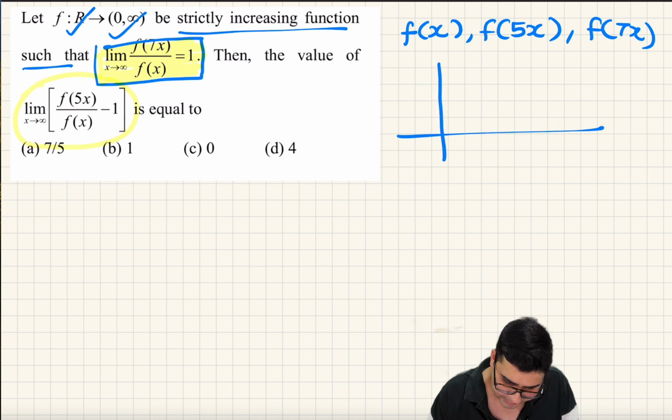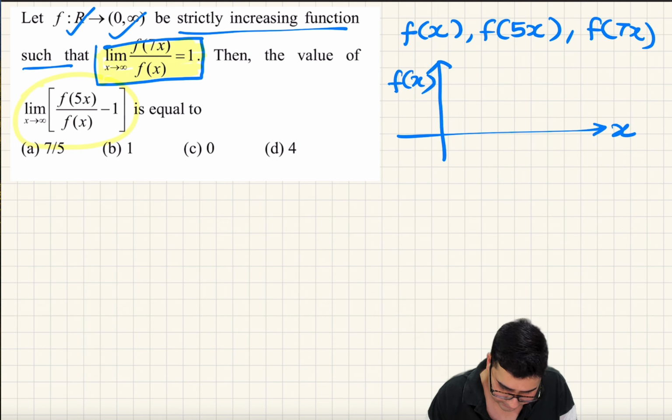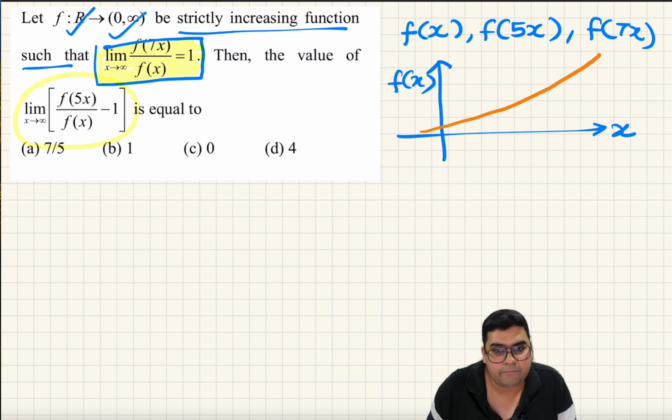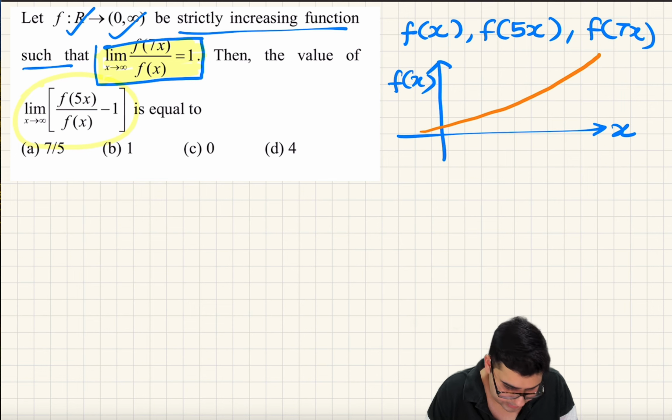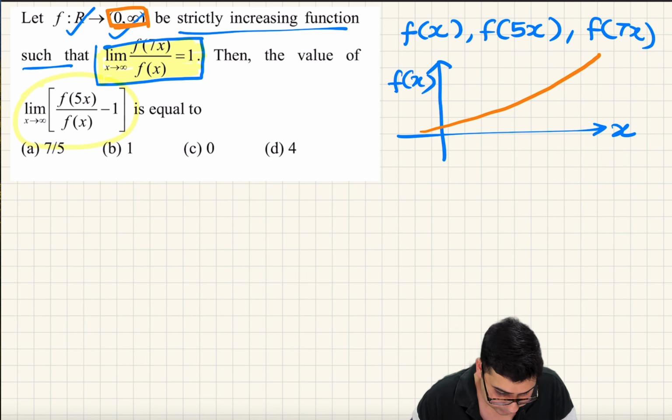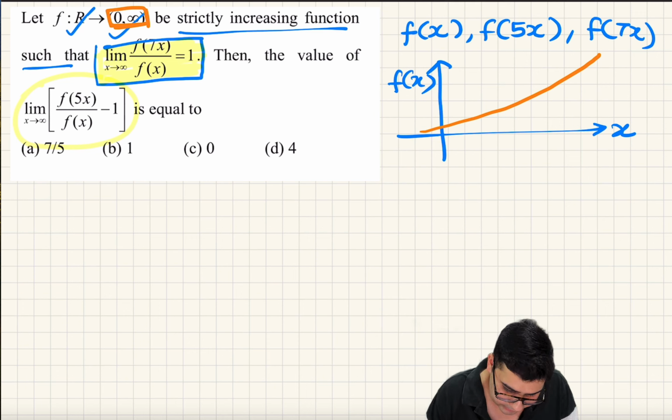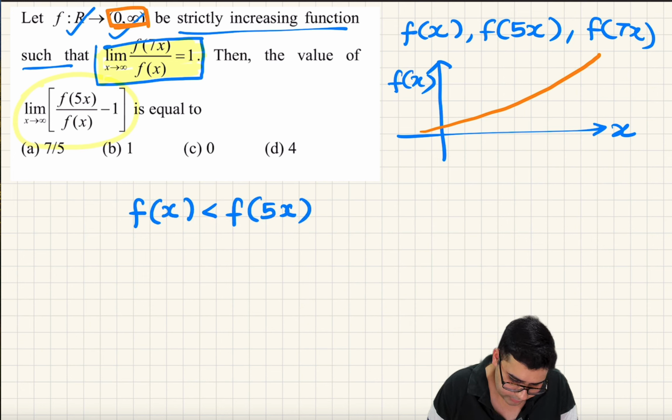Now, for a strictly increasing function, if I just for a second draw the graph, it may look something like this. This is a strictly increasing function. And then I know that it is a positively valued function because it's defined from 0 to infinity, and it's important to know that all its values are always positive. And since it's an increasing function, this is a statement that I can make, that the value at x for the function would be less than 5x, would be less than the function's value at 7x.